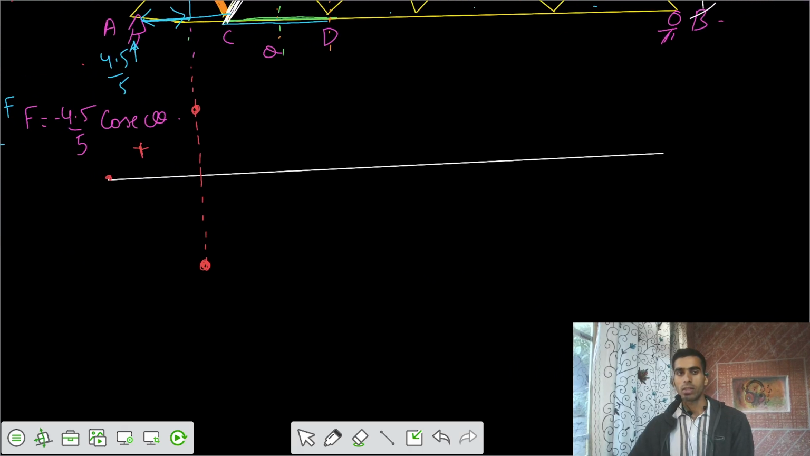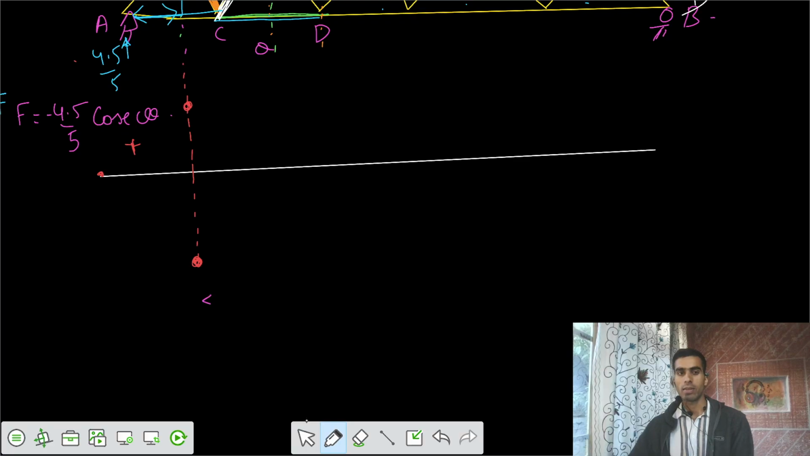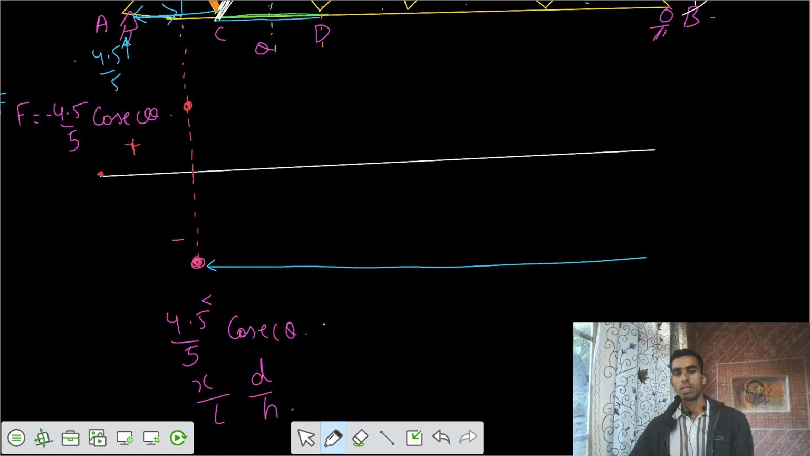See what is the difference here. Let's have that. So I would say the ordinate here is negative with a value of 4.5 by 5 cosecant theta. That's also equal to x by L, but with some factor of d by h. What can you tell me? What is this value of x? This value of x is actually 4.5, but from which side should this 4.5 be measured? So the value of x should be in this direction. So this should be the direction of x.